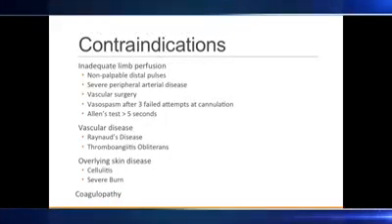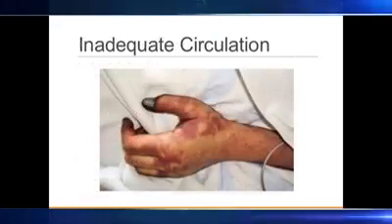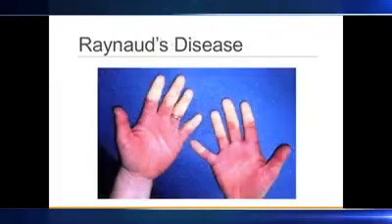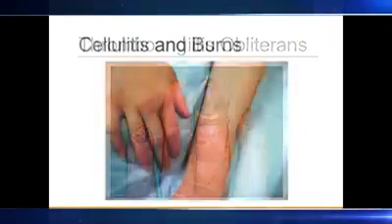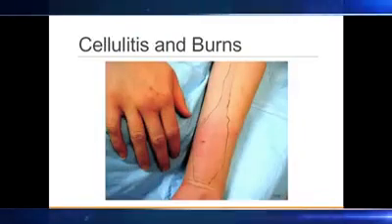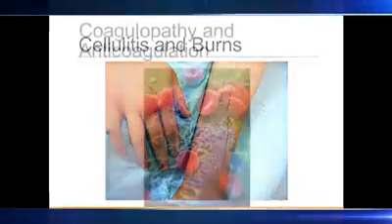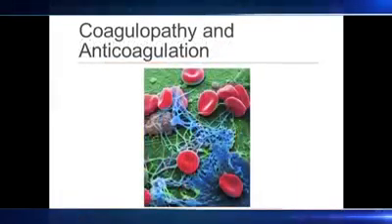Contraindications to arterial line placement include inadequate circulation to the extremity, like cases of ischemic limb, severe peripheral arterial disease, vascular bypass surgery, or absence of a pulse. A history of Raynaud's disease, thromboangiitis obliterans, full-thickness skin burns, and cellulitis over the site are also contraindications. Relative contraindications include coagulopathy and therapeutic anticoagulation.